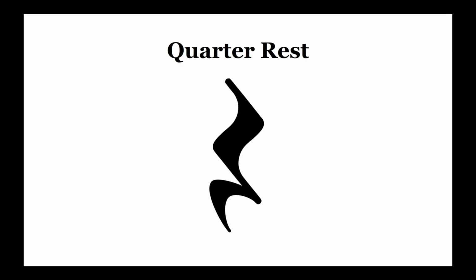Next, we'll move on to half rests. A half rest looks very similar to a whole rest, except the box sits on top of a line on the staff instead of hanging below. Here we see a quarter rest. Remember, a quarter rest takes up the same amount of space as a quarter note. It's just silent instead of sound.